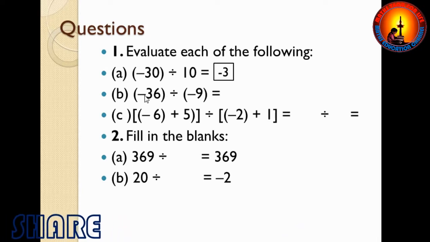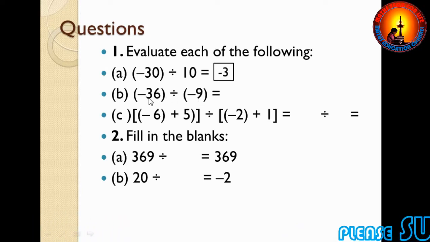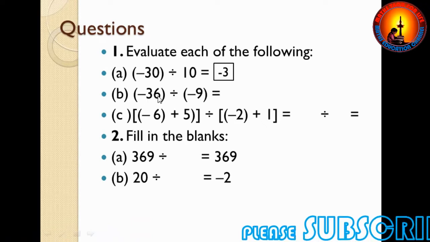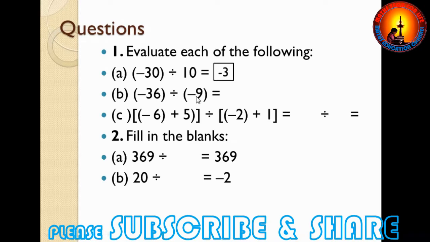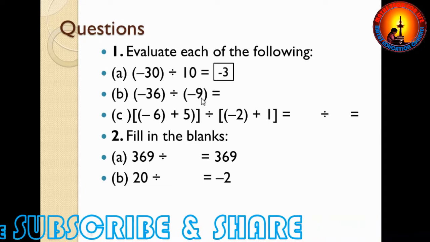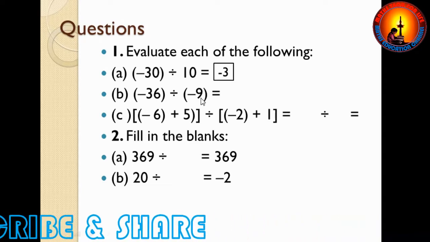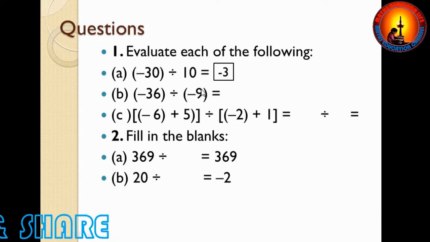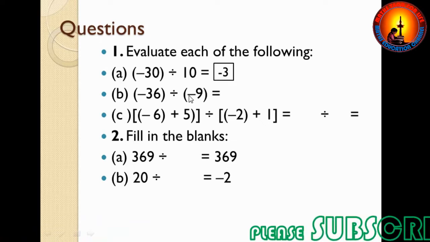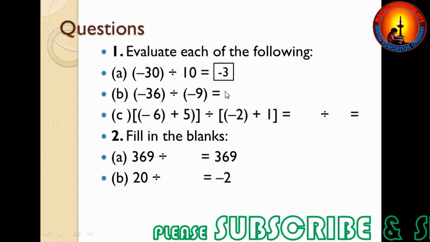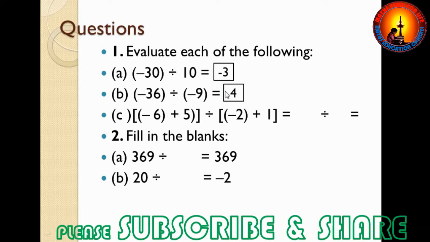The next one, negative 36 divided by negative 9. Here also, first you have to take 36 and 9, then go to the table of 9. 9 multiplied by which number is 36? 9 multiplied by 4 is 36. After that you have to check, both are negative, so you have to write positive as the answer, positive 4.